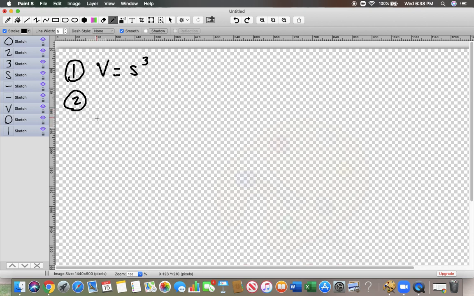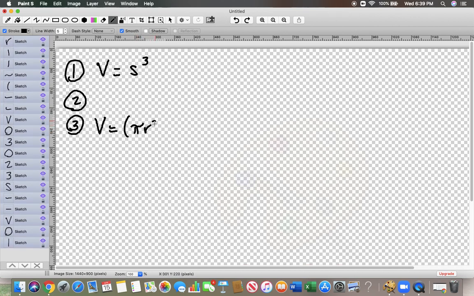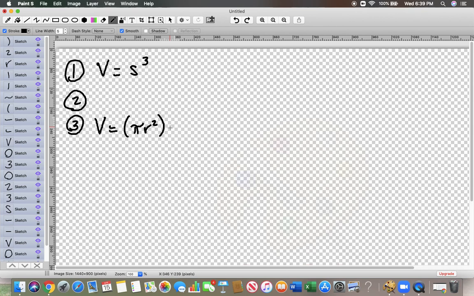If you're finding the volume of a triangular prism, remember, what kind of base is it? It's a triangle. What's the formula for the area of a triangle? And then number 3, the volume of a cylinder. Remember, a cylinder looks like a Lysol bottle, and it's got bases of circles. Therefore, when you're finding the volume, you need to use the area formula for a circle and then multiply it by the height. So it's going to be volume is equal to pi r squared h.